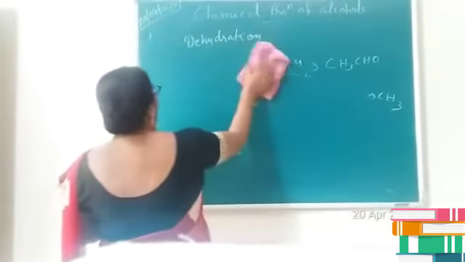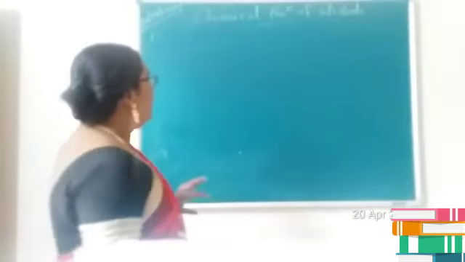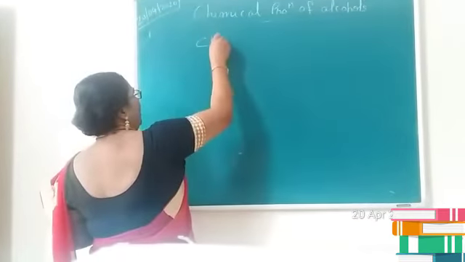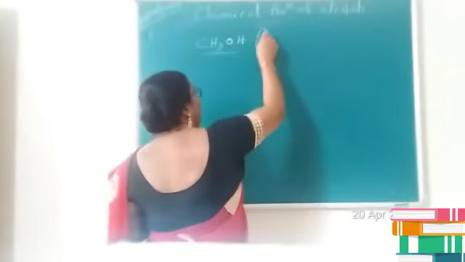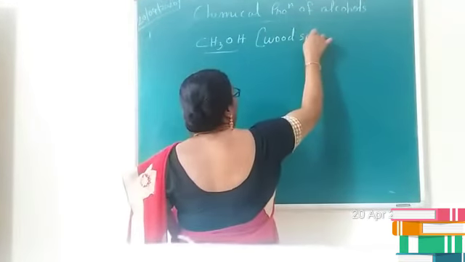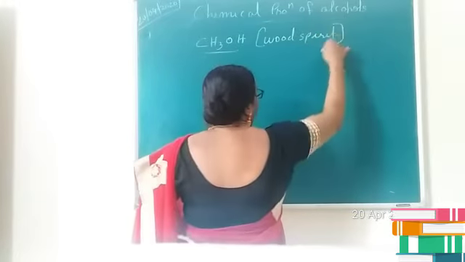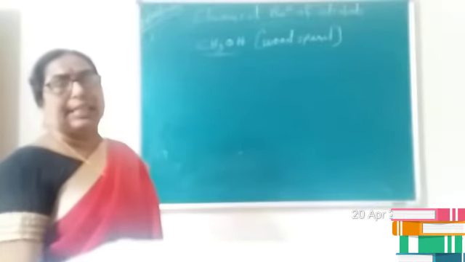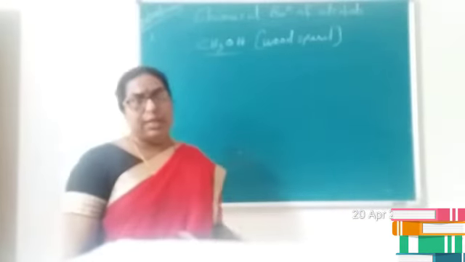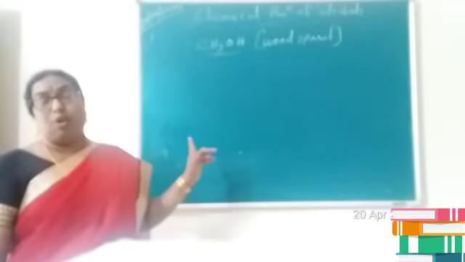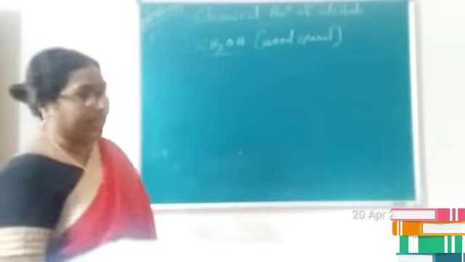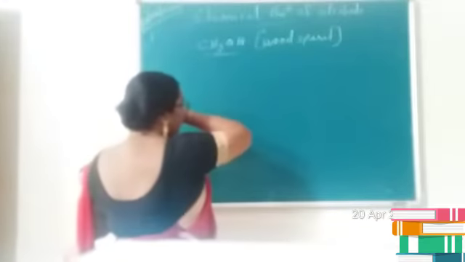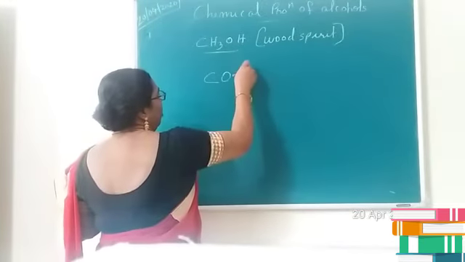We are just going to study only about the first two compounds, that is methanol and ethanol, that also in short. If you consider this, methanol is otherwise termed as wood spirit since it is produced by the destructive distillation of wood. Methanol is formed by the destructive distillation of wood, so it is also termed as wood spirit. It is prepared by the catalytic hydrogenation of carbon monoxide.